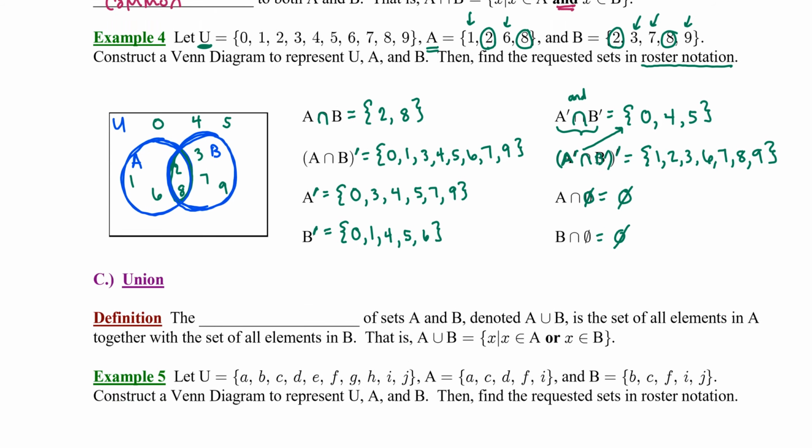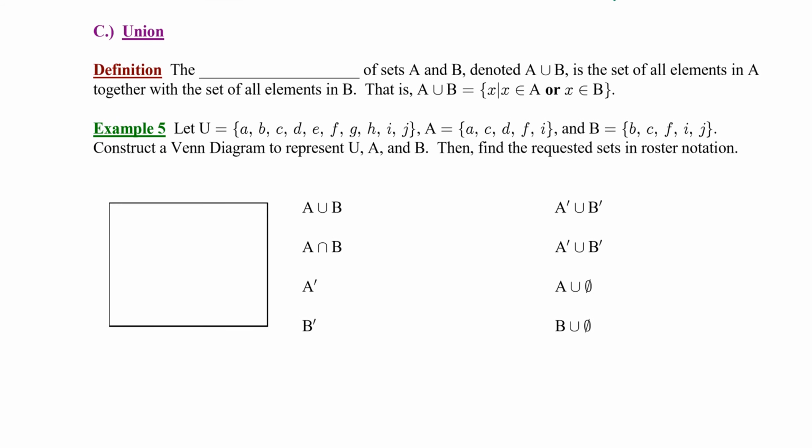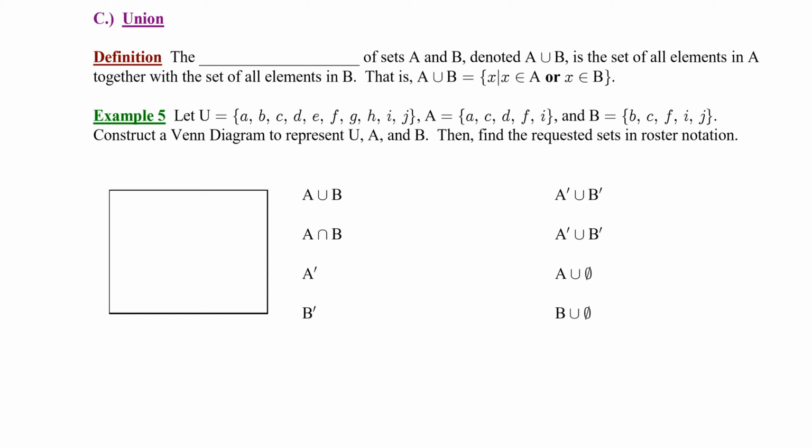Let's move on to our next operation, which is union. Definition. The union of sets A and B, denoted A union B, that's how we read it, is the set of all elements in A together with the set of all elements in B. We could say united with the set of all elements in B. So I'm going to take everything in A and put it together with everything in B.